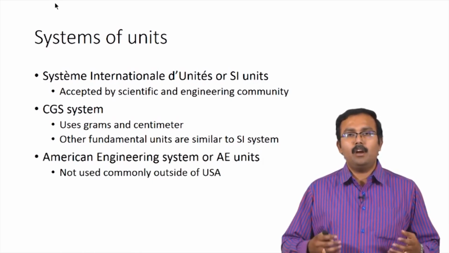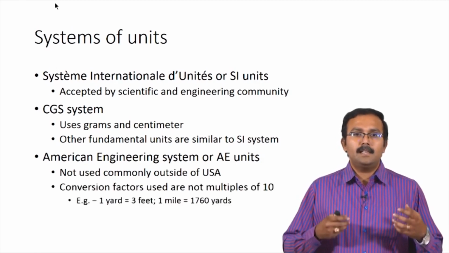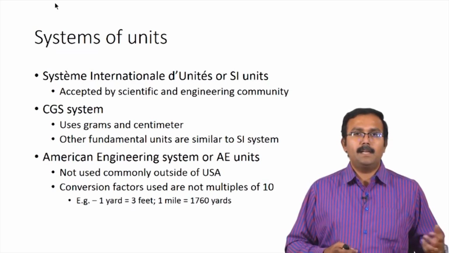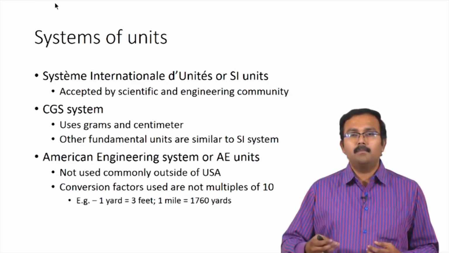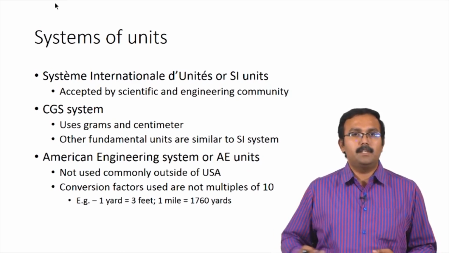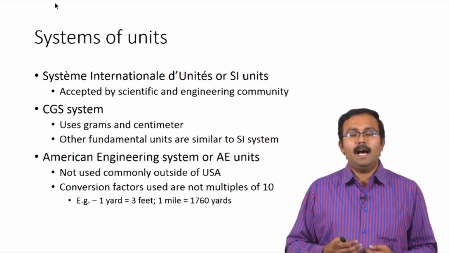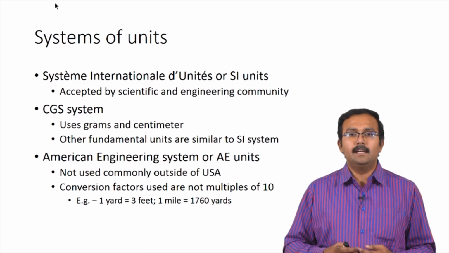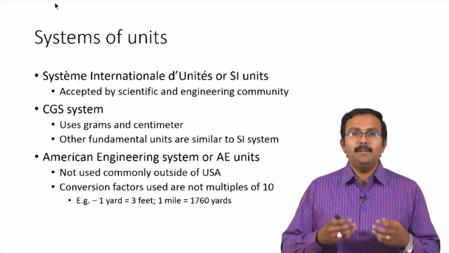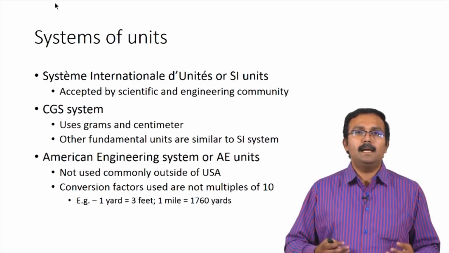American engineering units is another popular system which is commonly used in the US. Outside of the US, it is not very common to use the American engineering system because there are some inherent problems with this. The conversion factors which are used in the American engineering system are not multiples of 10. This makes it very tedious to remember the conversion factors and perform the conversions. For example, 1 yard actually is 3 feet and 1 mile is 1760 yards. It would be very difficult for most people to remember these numbers and apply them correctly.